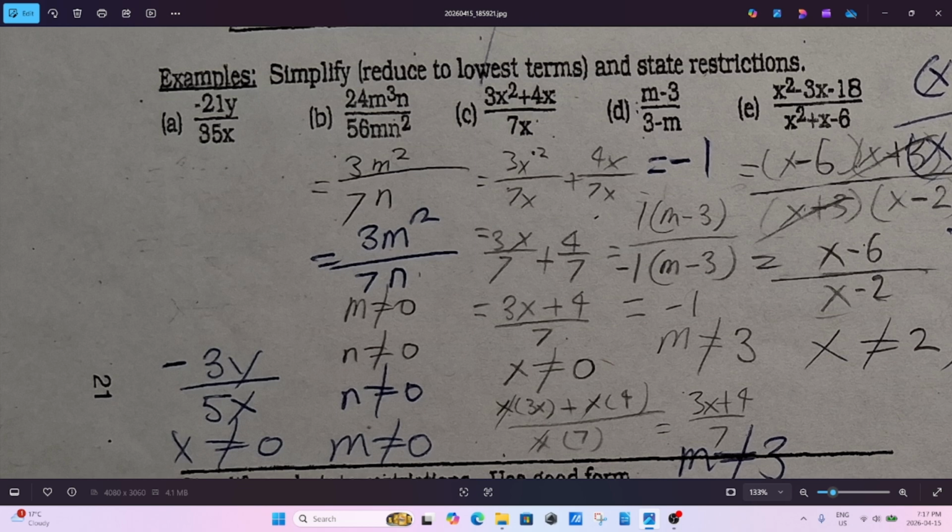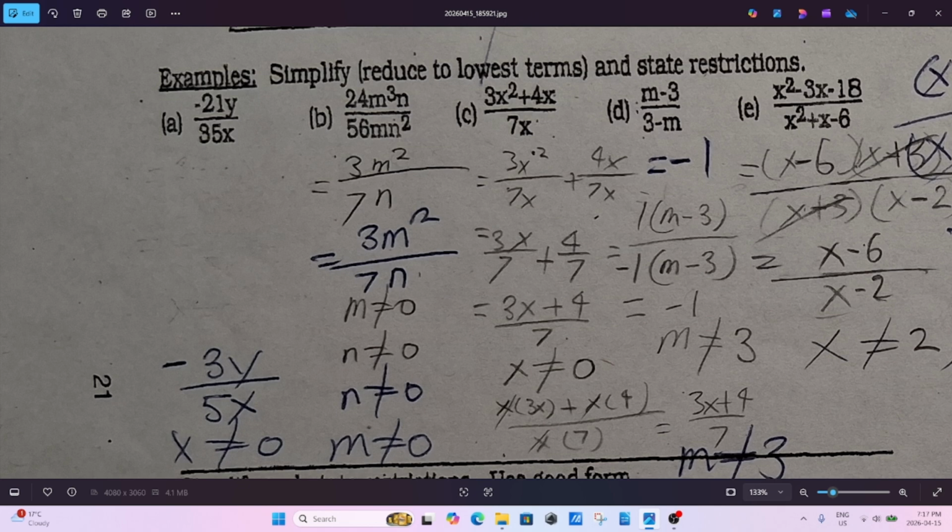And you get an answer. Question C, 3x squared plus 4x divided by 7x. So that is equal to 3x squared over 7x plus 4x divided by 7x.